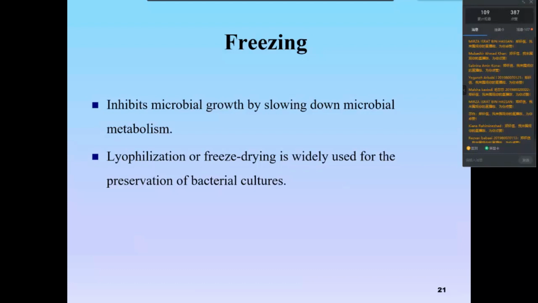Okay. And this is a way that we can keep our sample fresh, either for research or for clinic practice. If you don't want bacteria to grow on the sample, you can freeze it. You can put it into the freezer and keep it for a while. So this is freezing, also a physical method.